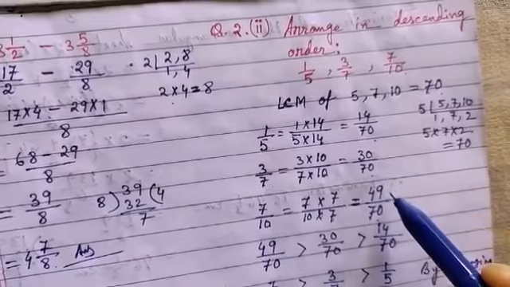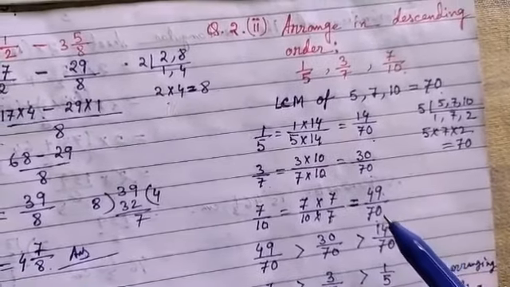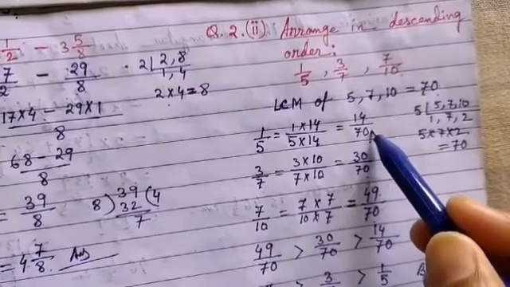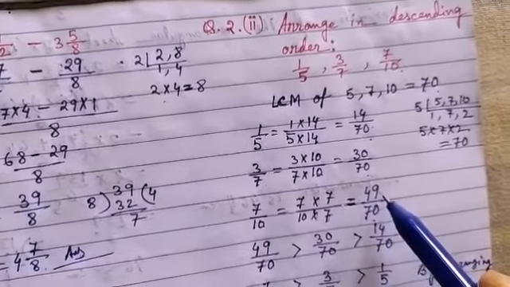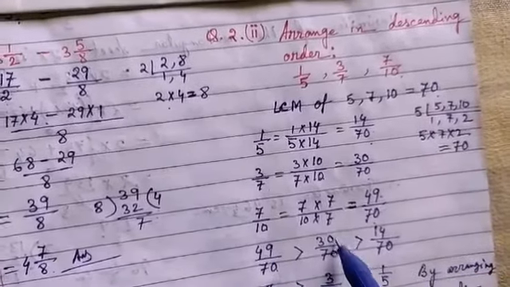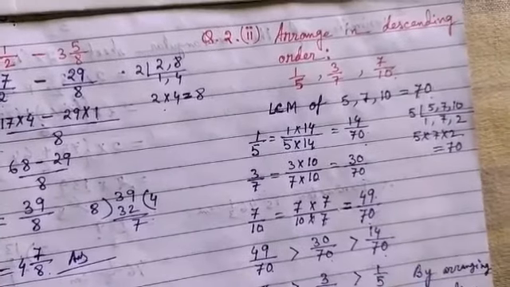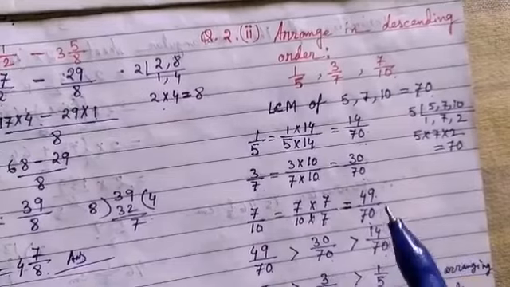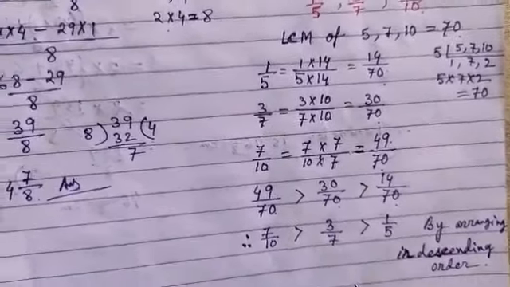Now which one is greater? 14, here 30, here 49. Here we have to compare. All the denominators are the same, so 49 is greater. Descending means big to small. That means 49 by 70, then 30 by 70, then 14 by 70. Then at last the original fractions we have to write in descending order. That I have written.